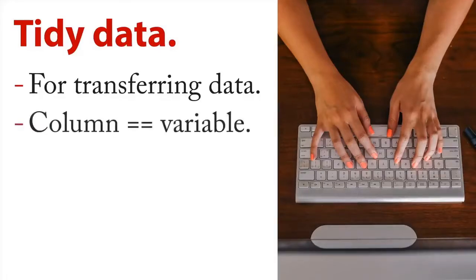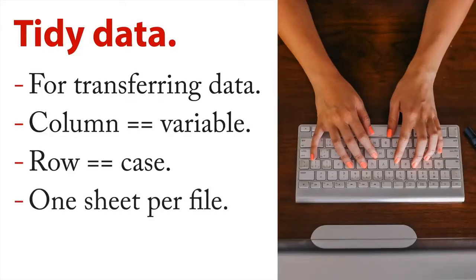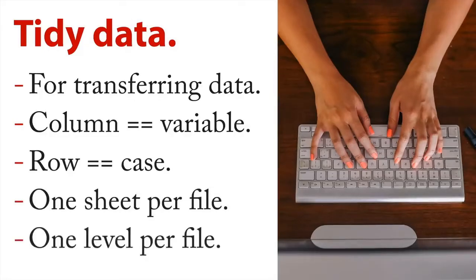Number one, what you want to do is have a column be equivalent to a variable. Columns, variables, they are the same thing. And then rows are exactly the same thing as cases. And then you have one sheet per file, and then you have one level of measurement, say individual, then organization, then state per file. Again, this is undoing some of the flexibility that's inherent in spreadsheets, but it makes it really easy to move the data from one program to another.